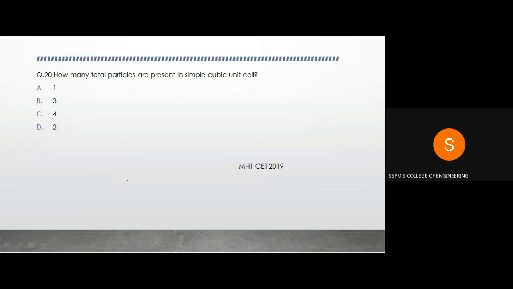So this question was asked in MSc CET 2019. For constitutional particles, first is SCC, next is BCC, and third is FCC. So the constitutional particle for SCC is equal to 1, for BCC is equal to 2, and for FCC is equal to 4. Sometimes they ask for BCC, sometimes for FCC. So option A is the correct option. So next is the next question.